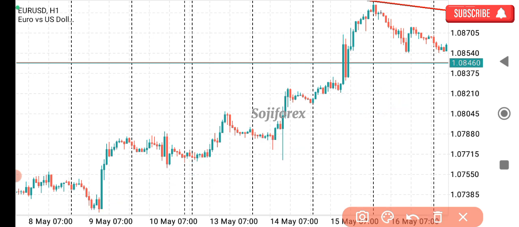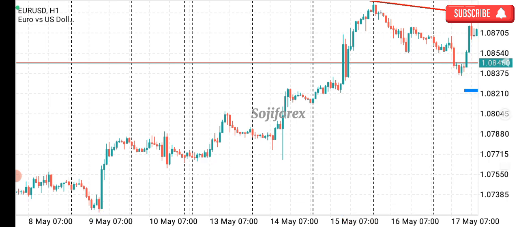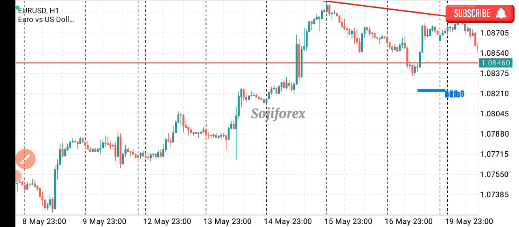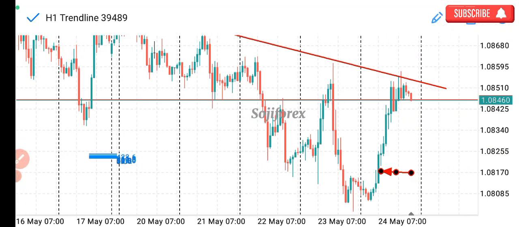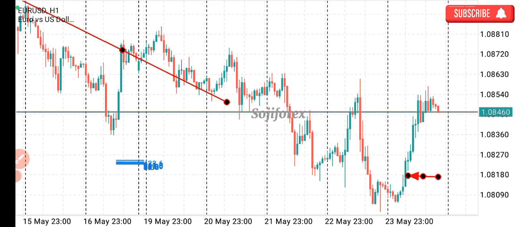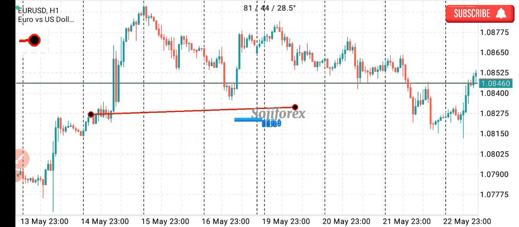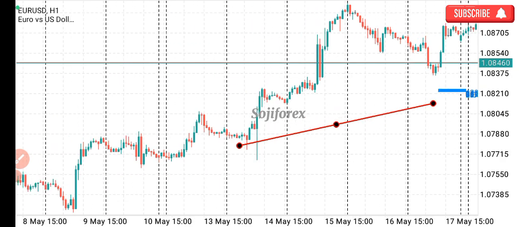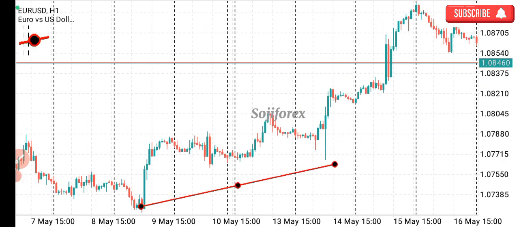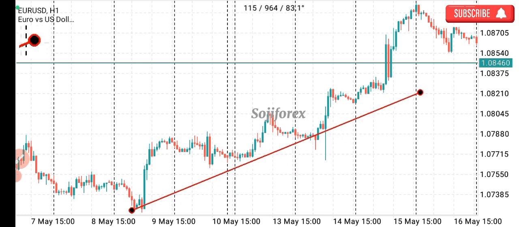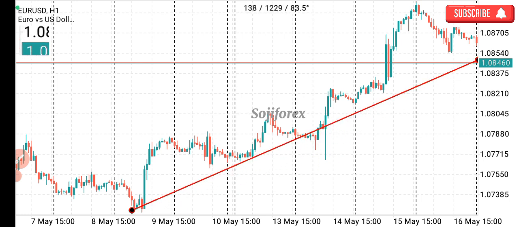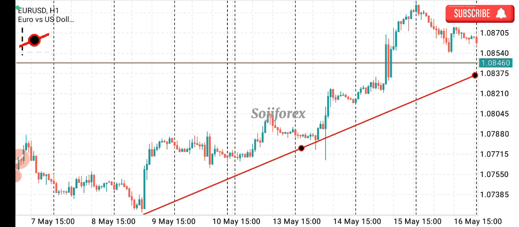Okay, so all we need to do, we need point A and point B for us to be able to connect our trend line for an uptrend. So we'll pick our trend line and then connect it to our trend. So already we have a spot. We still have point A here, and this is our trend line.